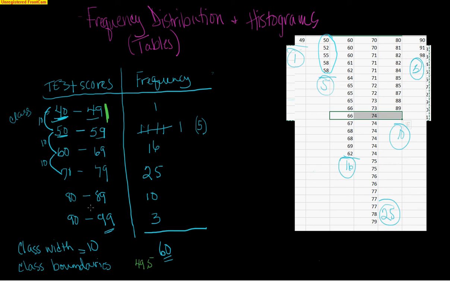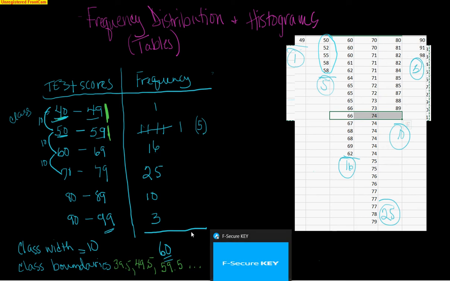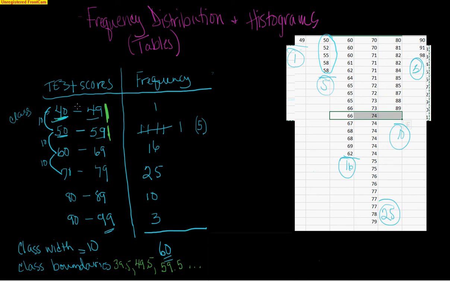And the reason I left a space there is because we often put the very first boundary, which would be our 39.5. It's kind of your starting point. And these become important when you start making your histogram. The next class boundary would be between 59 and 60, which puts 59.5, and so on. I'll let you list them all. So those are the important terms when thinking about a frequency distribution.